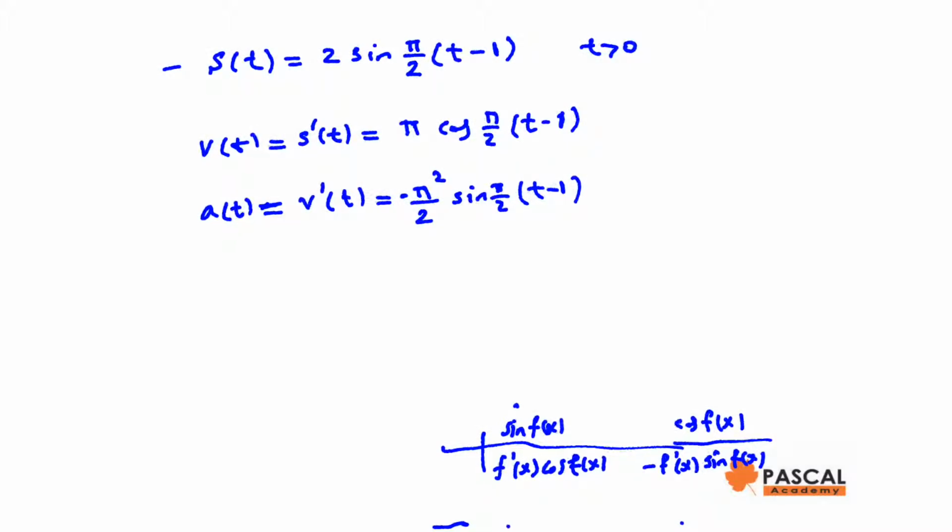Notice that in finding both derivatives, we used the constant rule. Derivative of c times f of x is c times f prime of x. Derivative of 2 times sine of (pi over 2 times t minus 1) is 2 times the derivative of sine of (pi over 2 times t minus 1). Similarly, we treated pi as a constant when we took the derivative of the velocity function.